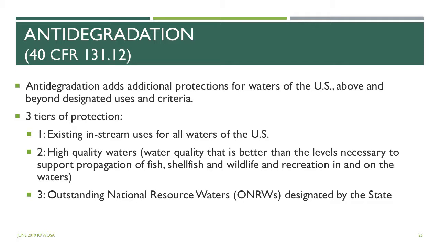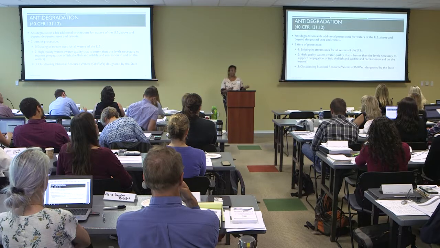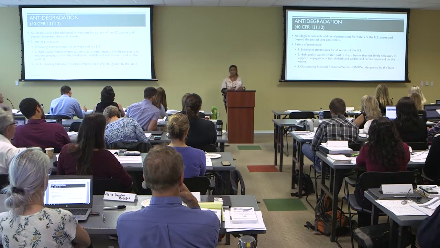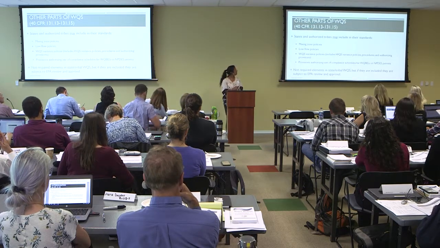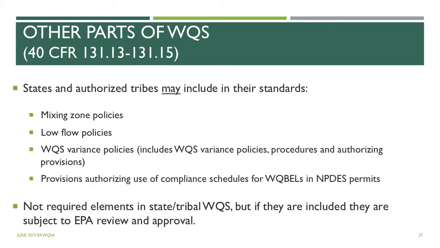But in terms of tier 2 and tier 3, the difference there is in tier 2, it's really more of a procedural to make sure that there's a process to decide whether or not you want to use some of that assimilative capacity when you have high quality waters. And tier 3 is for those really highly valued waters, you don't allow any degradation. And I actually will be presenting the anti-deg module on Wednesday, so we'll talk more then. There's also mixing zone policies, low flows, things that we already talked about. So I'm going to blow through that.